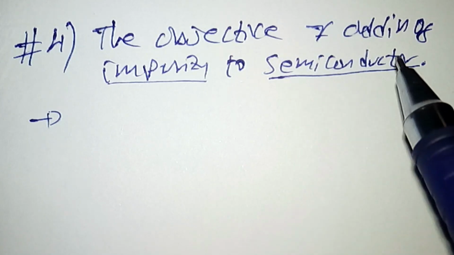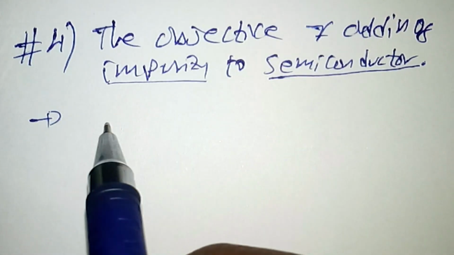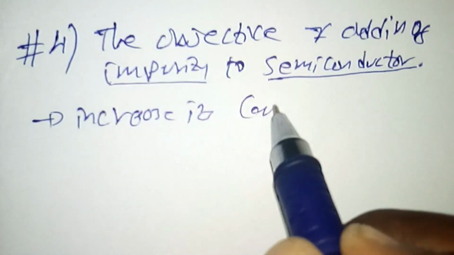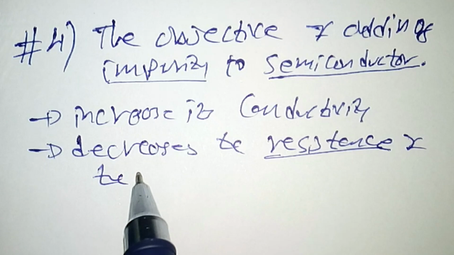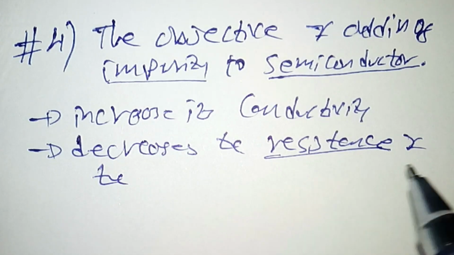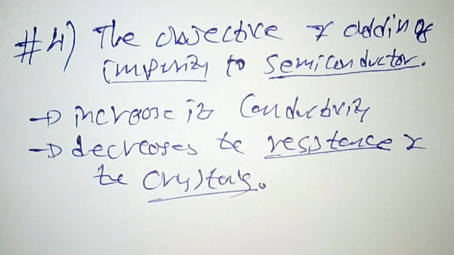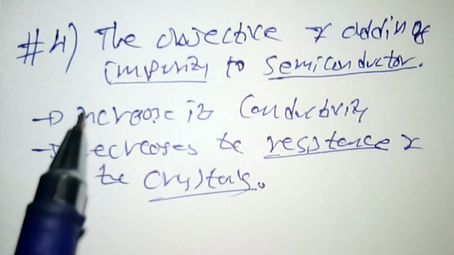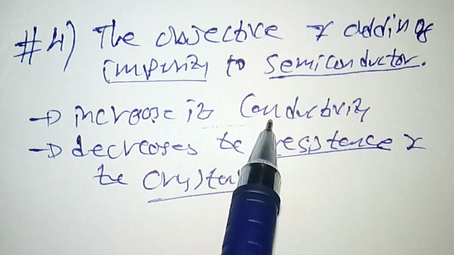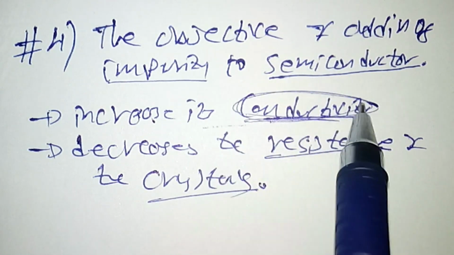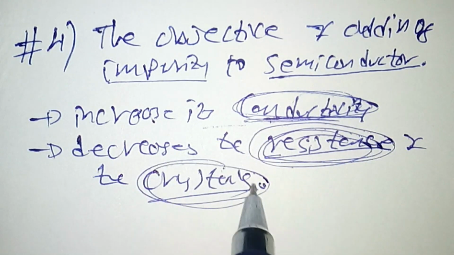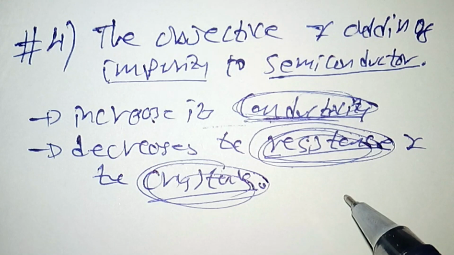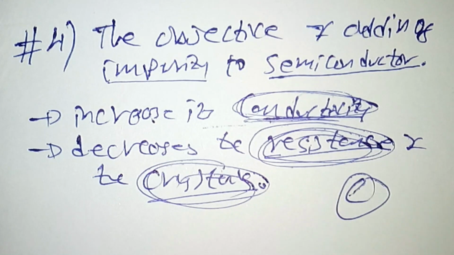So the objective of adding impurity to a semiconductor is to increase its conductivity. That means, in other words, to decrease the resistance of the semiconductor or the crystal. So the main objective of adding impurity to a semiconductor is to increase the conductivity of the crystal or the material, or to decrease the resistance of the material. So the correct answer for this question is alternative C, which says to decrease the resistance of the crystal.